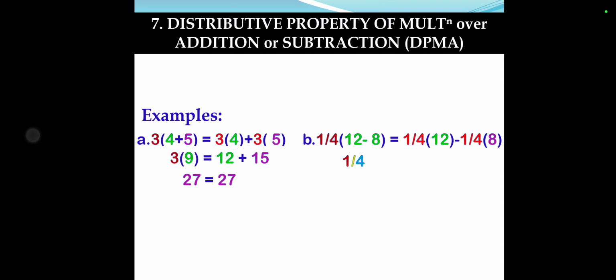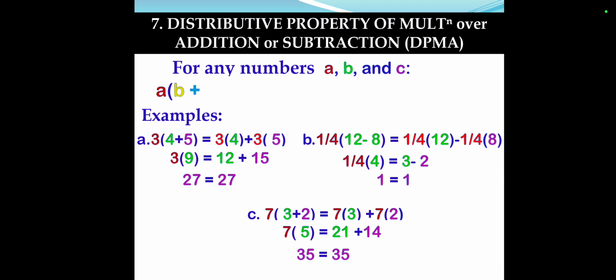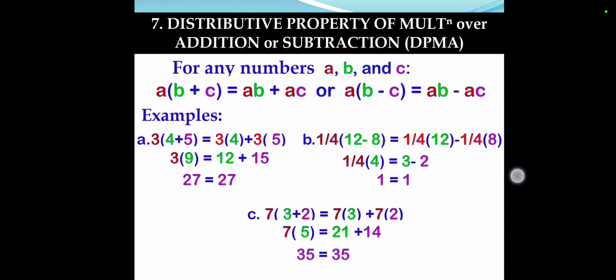So the distributive property states that for any numbers A, B, and C, if we distribute one factor to the sum or the difference, then we have the same answer. And it looks like that one.